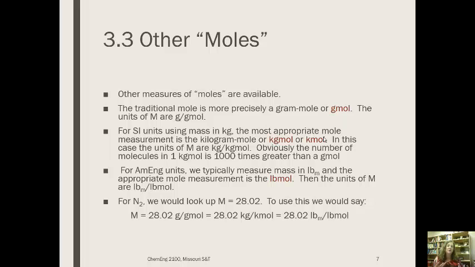So for instance, if you looked up nitrogen, it says that M is 28.02. You can use this as 28.02 grams per mole, 28.02 kilograms per kilomole, or 28.02 pounds mass per pound mole, whichever of those is most convenient.